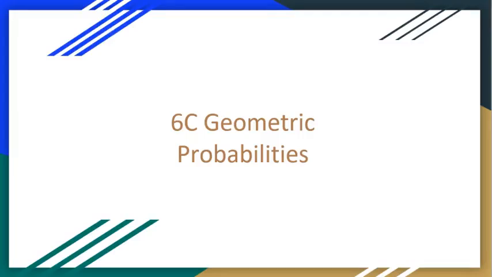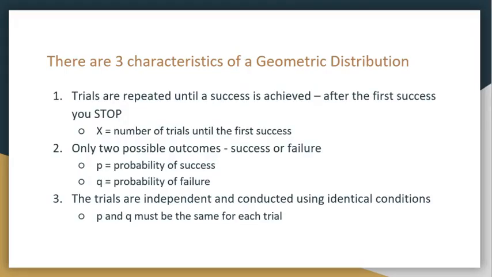All right, 6C, we're going to talk about geometric probabilities. Binomial and geometric experiments have some things in common. They're very similar with one key difference. What they have in common is number two and number three. There are only two possible outcomes, success or failure. That's just like what we did with binomials, and P is the probability of success and Q is the probability of failure.